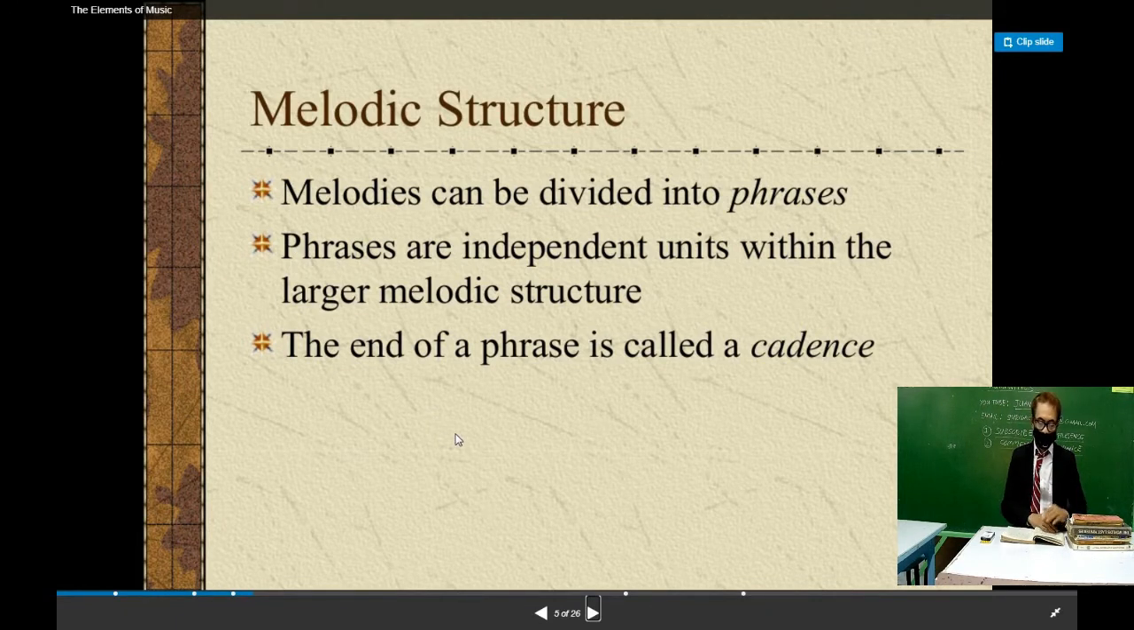Melodies can be divided into phrases. Phrases are independent units within the larger melodic structure. The end of a phrase is called a cadence.